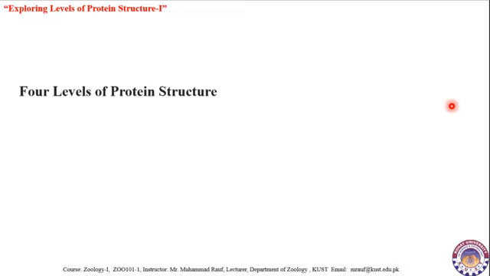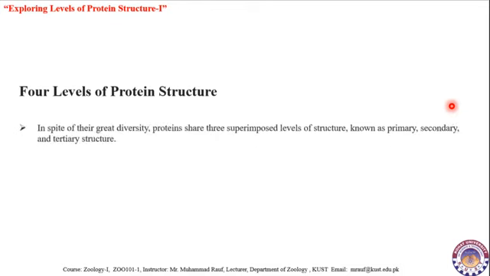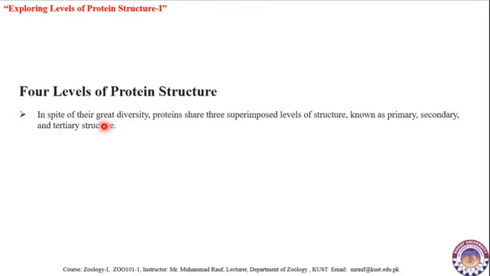Introduction. There are a total of 4 levels of protein structure. In this lecture, we will discuss the first 2 levels, and in the subsequent lecture, we will discuss the remaining 2 structural levels of proteins. In spite of their great diversity, proteins share 3 superimposed levels of structure known as primary, secondary, and tertiary.